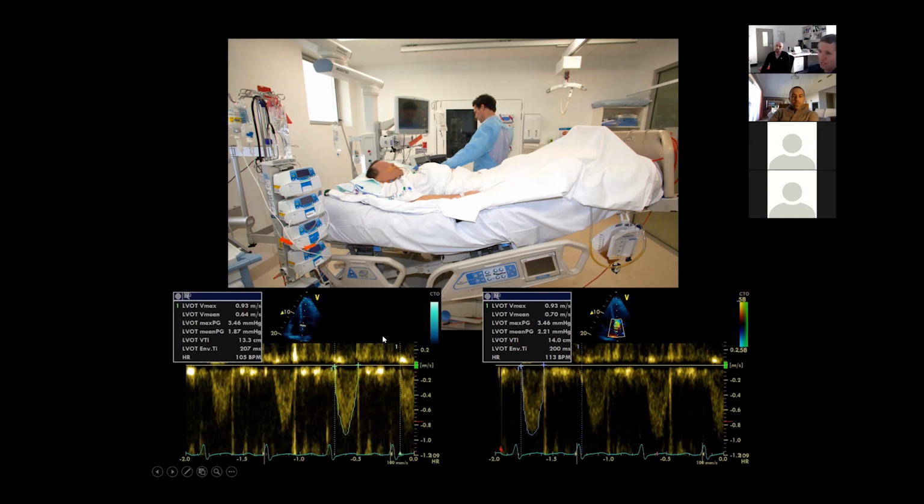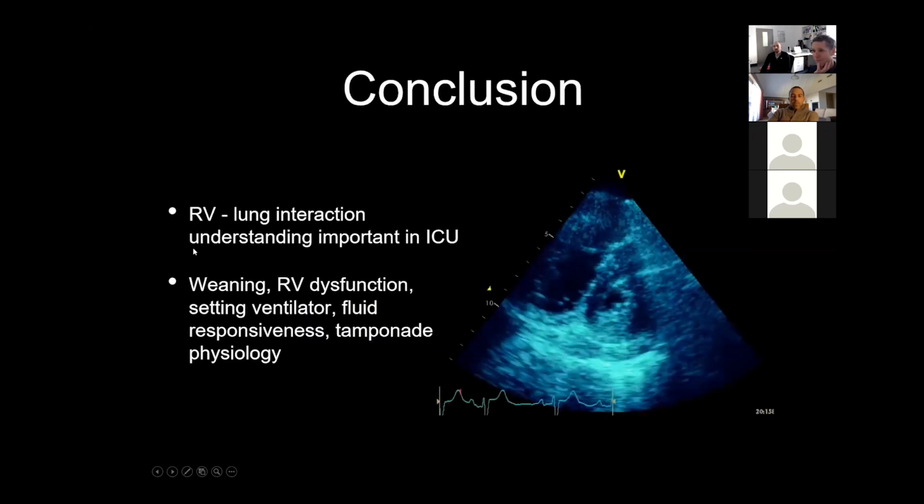And I look for a 15 or 20% rise in the LVOT VTI. And that will help tell me if they are fluid responsive or not. I then flip them back up and make sure that I measure it again, just to check that my measurements have been correct. When you put them back head up, make sure the LVOT VTI goes back to where it was. So I guess that's my tip and trick for dealing with that.